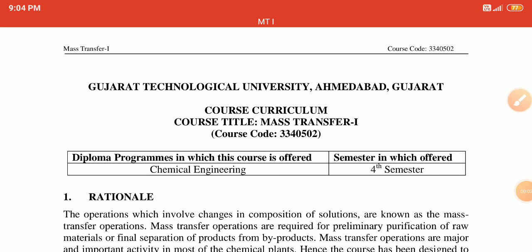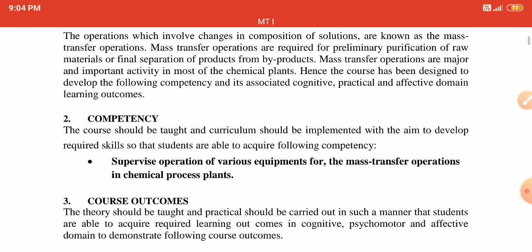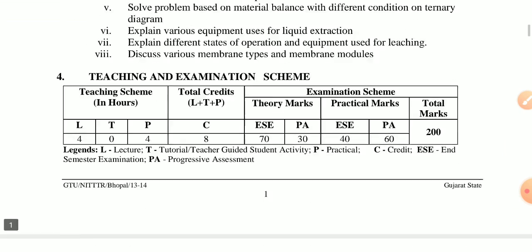Good afternoon to everyone. Today we will discuss Mass Transfer Operation 1. The subject code is 3340502. Okay, so now we start the subject syllabus discussion part.